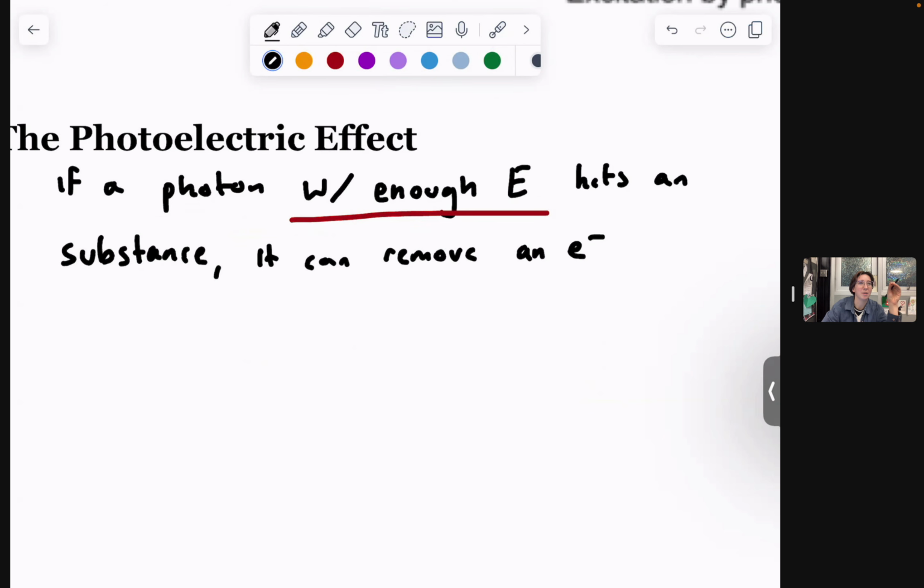It's not about how bright the light is or anything like that. It's about that individual photon, how much energy it has; it's a property of the light. I know that seems a little bit weird. I've seen a lot of people misconstrue it: if you make the light brighter, that feels right, like it should have more energy.